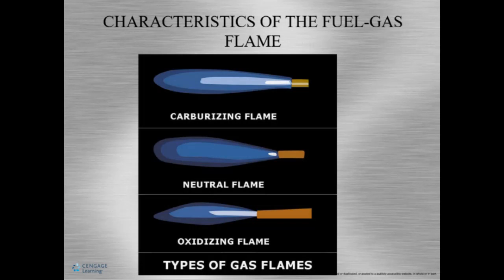There are three different types of flames that are used. A neutral flame, which is 50% fuel gas and 50% oxygen. A carburizing flame, or a flame with an excess of fuel gas. Or an oxidizing flame, which has an excess of oxygen. We'll get further into flames, but I want you to be familiar with the terminology and kind of what it looks like.